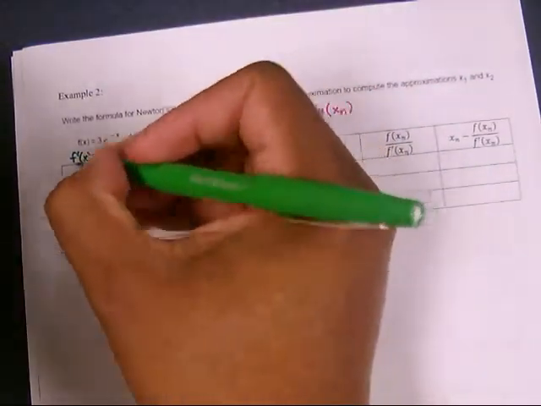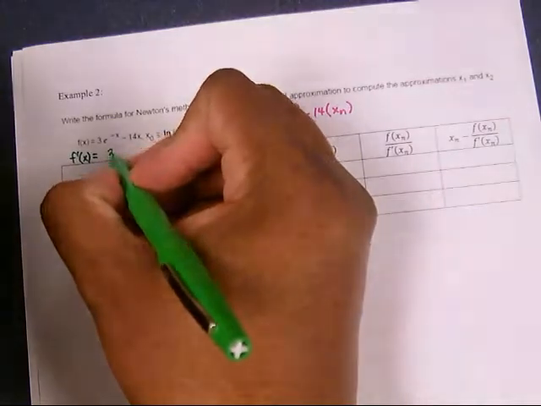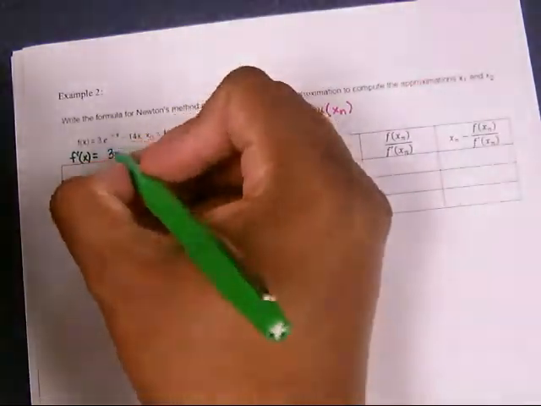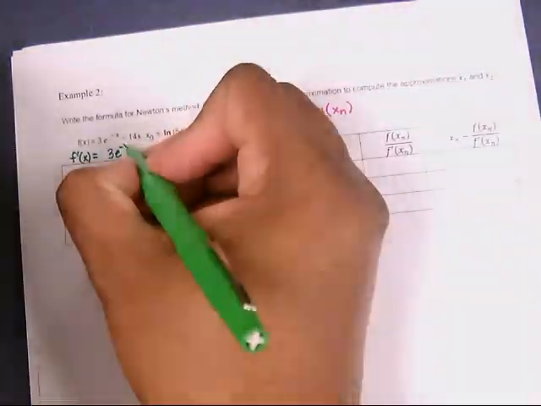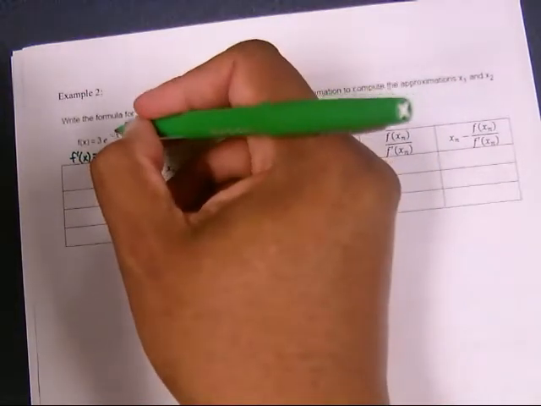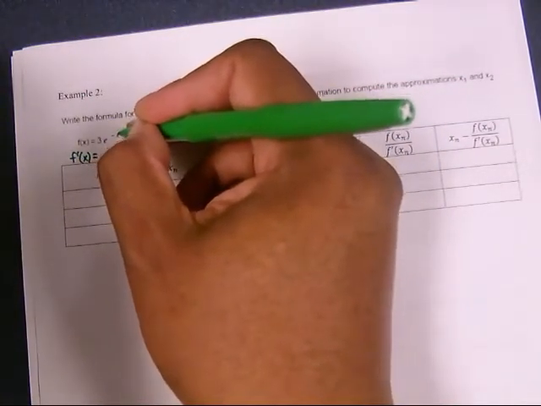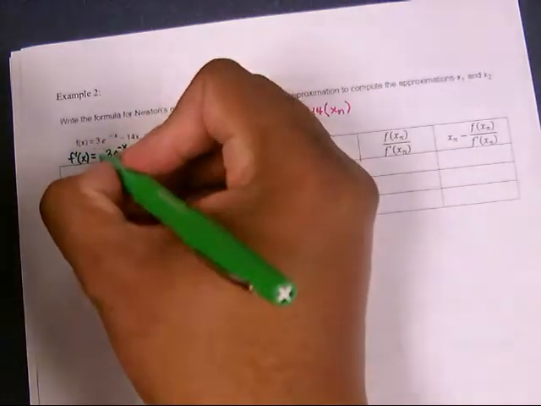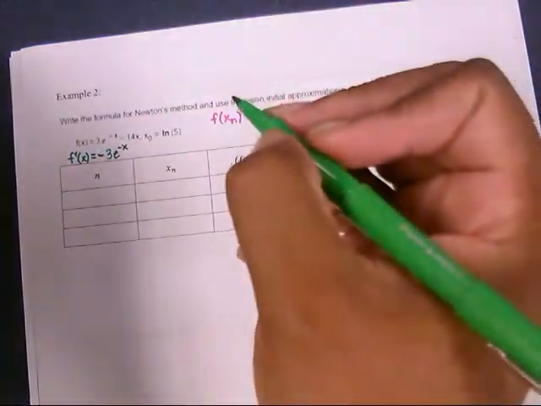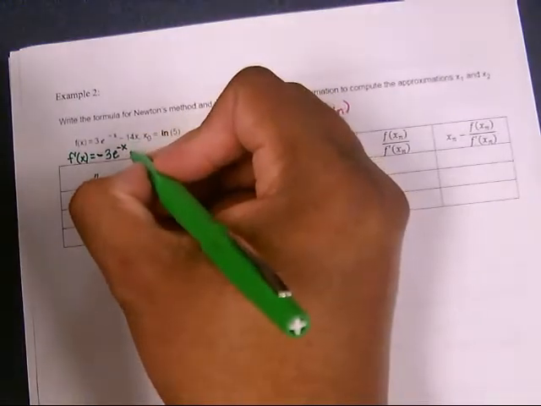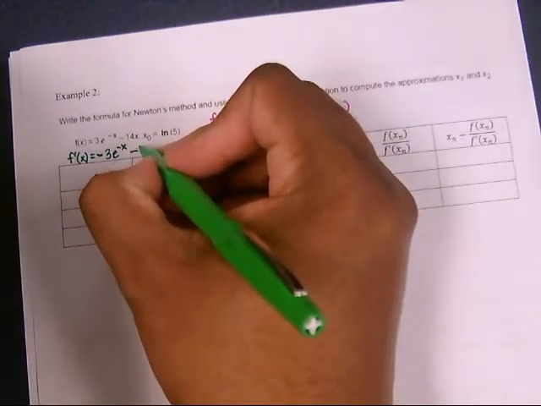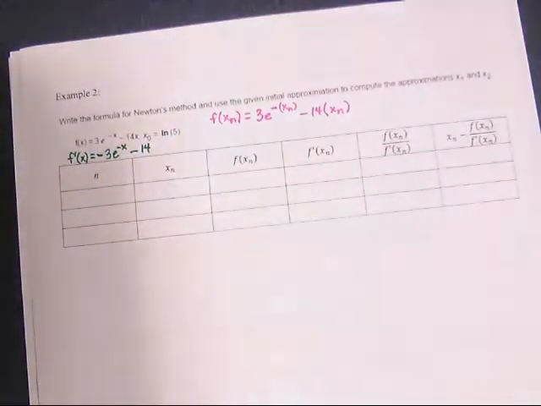For the 3e to the negative x, I'm going to bring down the 3. The derivative of e to the negative x will be e to the negative x. That's the easiest derivative, but I have to take that inside derivative. The derivative of the negative x is negative 1. So I'm going to put a negative sign in front of the 3. And then minus, the derivative of 14x will be 14.